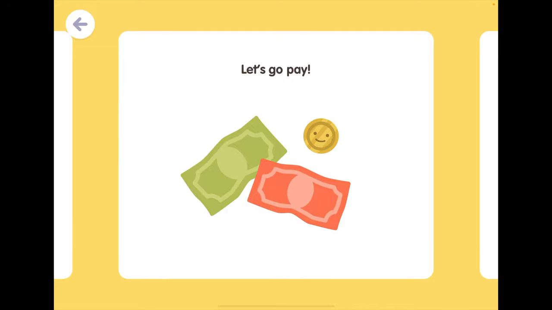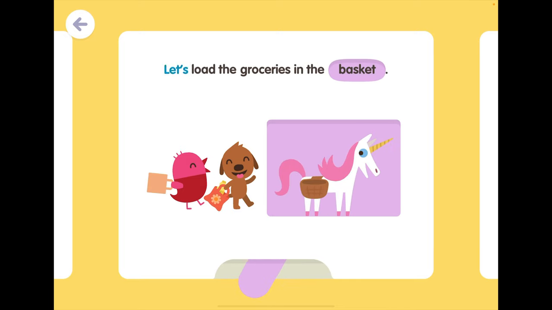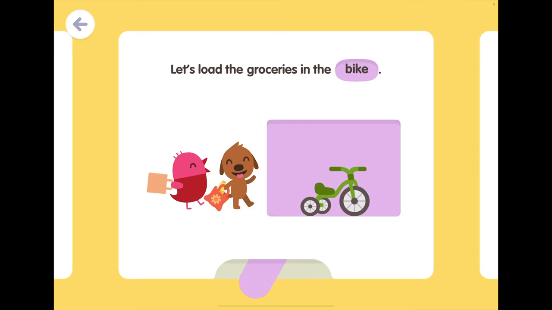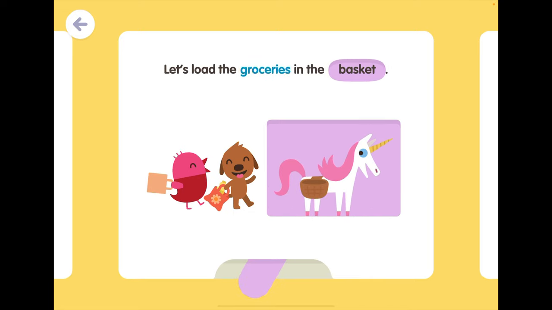Let's go pay for our food. Let's load the groceries in the car. Ooh, what else could we load them in? Let's load the groceries in the basket. A basket on a unicorn. Let's load the groceries in the bike. Oh no, if we have a choice, let's load the groceries in the basket. We're going to load our groceries in a basket on a unicorn. Yeah!